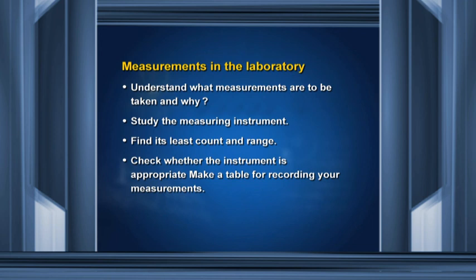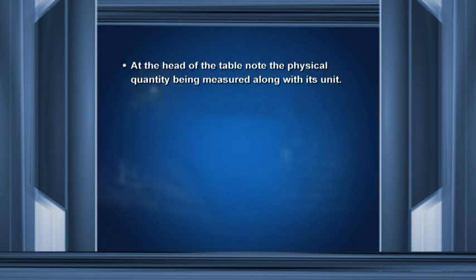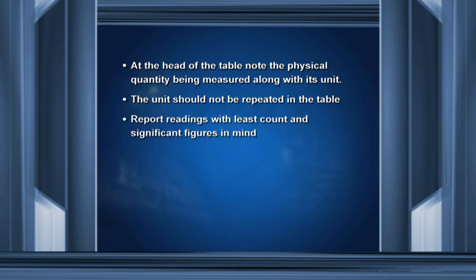Make a table for recording your measurements. At the head of the table, note the physical quantity being measured along with its unit. The unit should not be repeated in the table. Report readings with least count and significant figures in mind. After taking at least 5 readings, how do you report your result? Take at least 5 readings. Use the appropriate formula to calculate.